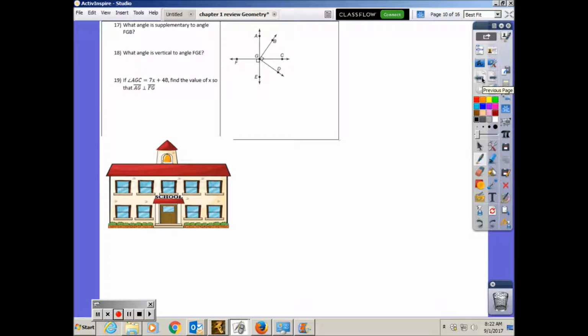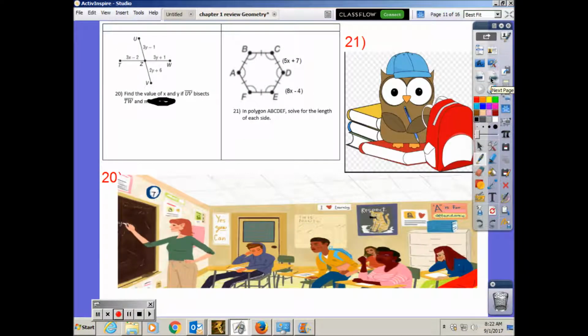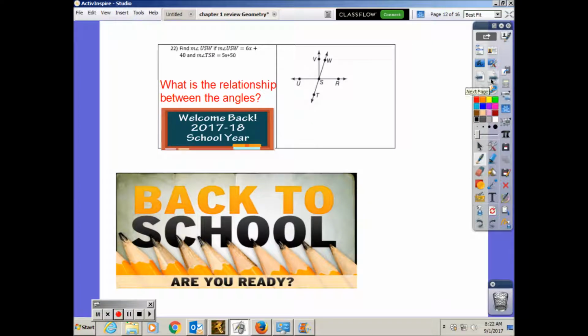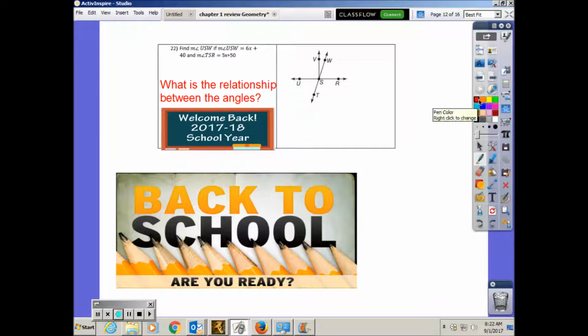And I think we're caught up now. Yeah, we've done all of these. So let's go on here in the video to 22. Find USW, and actually that's the measure of angle USW. If the measure of angle USW is 6x plus 40, and the measure of TSR is 5x plus 50. So first off, I want to figure out what is the relationship between the angles.